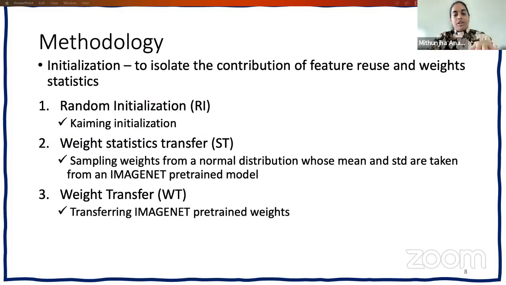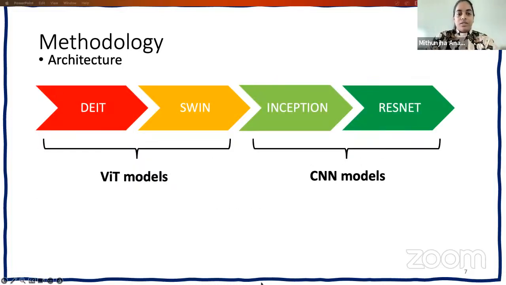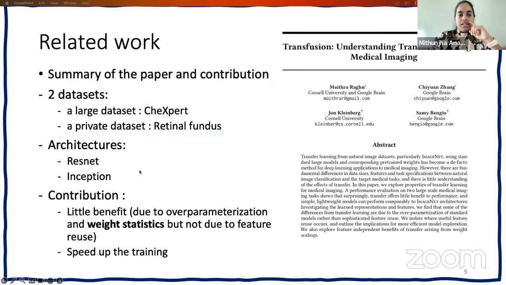So when we compare this with the previous related work, they only used CNNs, and in this case they are using ViT models too. That is why I'm saying this is an isolated case, because they are only using a large dataset and only CNN-based models and claiming that there is no feature reuse.